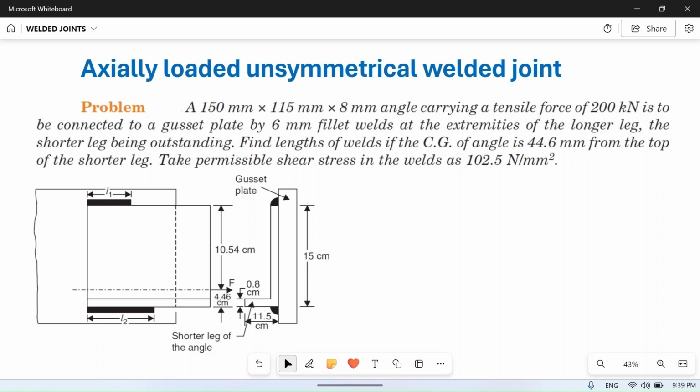So in this video we will solve a numerical problem which is based on axially loaded unsymmetrical welded joints. Let's read the problem and note down important parameters.